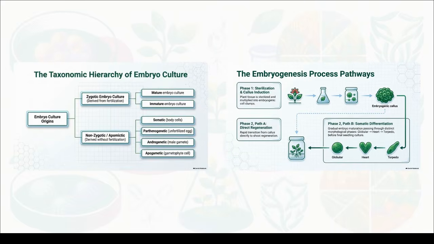Looking at the taxonomic origins and embryogenesis pathways, you really see how versatile this technique is. Embryos can be derived from zygotic sources, meaning from standard fertilization, or non-zygotic, apomictic sources, like somatic body cells or unfertilized eggs. Once sourced, the process kicks off with sterilization and callus induction, turning plant tissue into embryogenic cell clumps. From there, it takes one of two paths, either direct rapid shoot regeneration, or somatic differentiation, where it passes through beautifully distinct morphological phases, the globular stage, the heart stage, and the torpedo stage, right before final seedling culture.